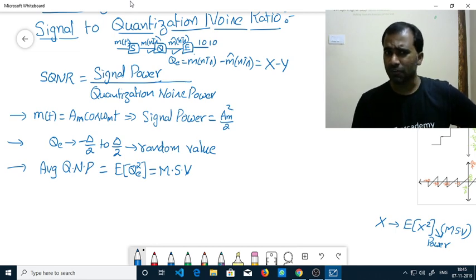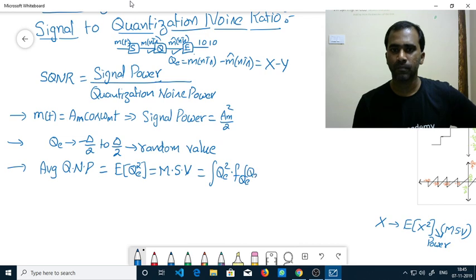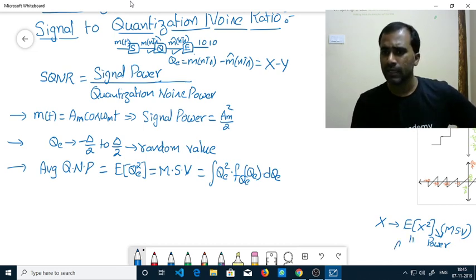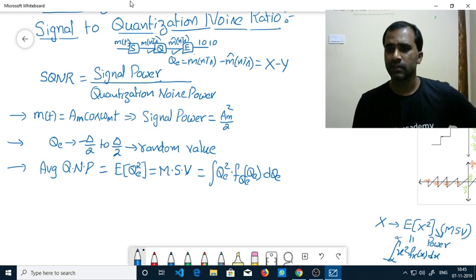Now, if you want to find expectation, you know the formula, right? It is the integration of what is inside, QE square, multiplied by the PDF of QE, since QE is the random variable, and integrated with respect to QE. Let me recollect the formula you know: integration of x square times fx of x dx, with limits from minus infinity to plus infinity. This is the basic formula for expectation of x square. Instead of x, we have QE, so I'm just replacing x with QE everywhere.